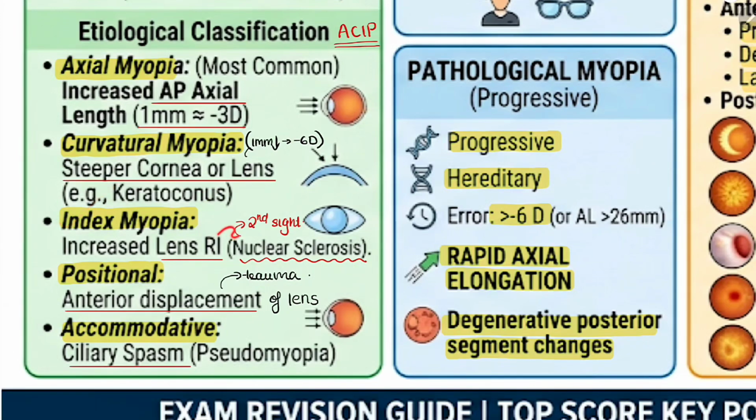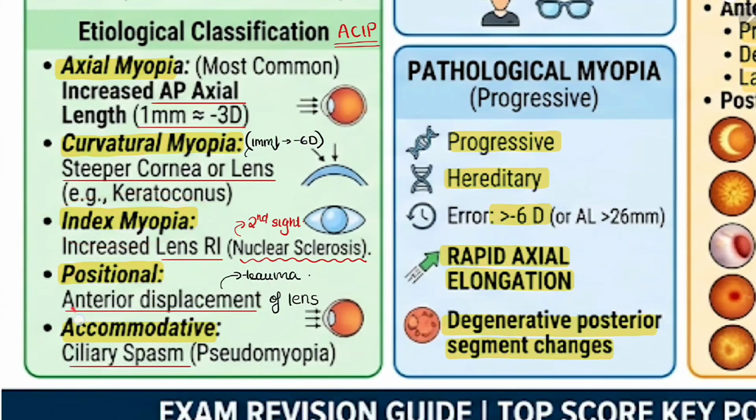Index myopia is due to the increased lens refractive index. So in cataract, nuclear sclerosis, what happens? The refractive index of the lens increases and that will give rise to index myopia. And here is the condition where we can see second sight, that is, a person can read near vision or can read books without presbyopic glasses. But we have to remember that it is a temporary condition. So that is index myopia.